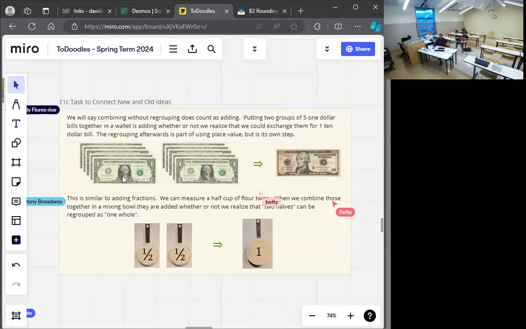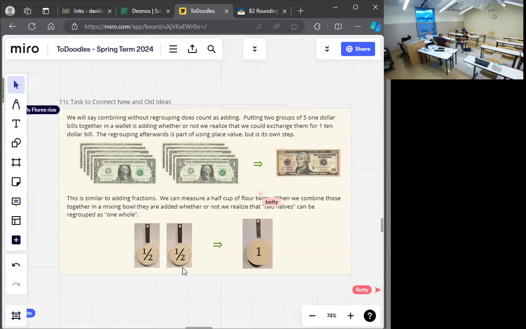So if I have $5 in my wallet and I put $4 in my wallet, then I've combined them, I've added them, I have $9, even if I don't count and say it's 9, or even if I don't exchange them for a $10 bill. And that's because we'll do some things that aren't money. If I have half a cup of flour and half a cup of flour and I pour them in a bowl, I have a whole cup of flour. Whether or not I know it, it's there in the bowl.